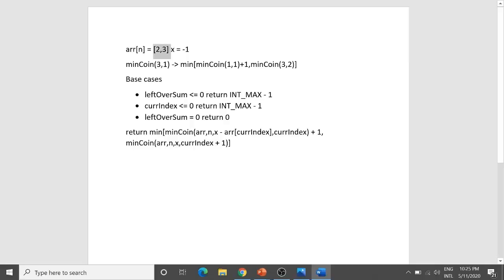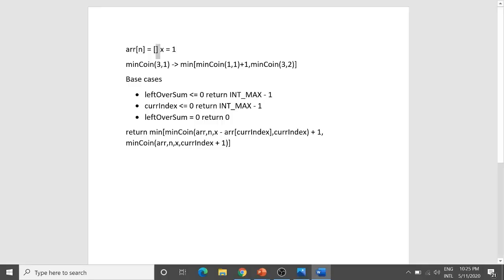Now coming to this min coin 1 3, what does this problem state? This problem states that I am present at index 3. Now starting from this index till the end of the array, just tell me the minimum number of coins with which I can make 1 over here. So this subproblem states this thing.